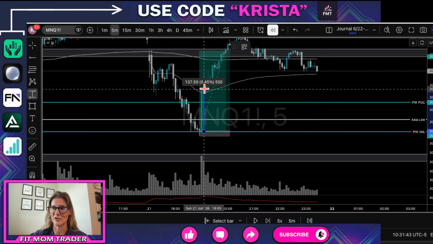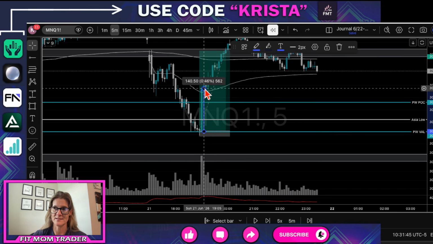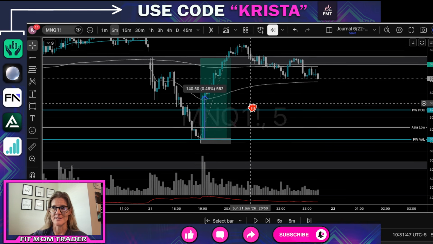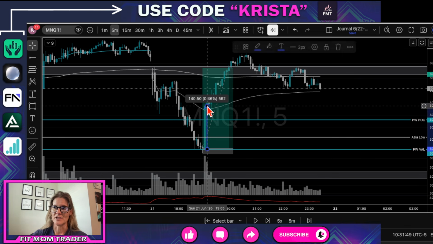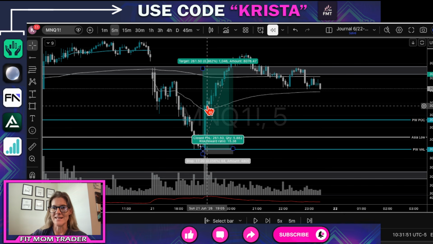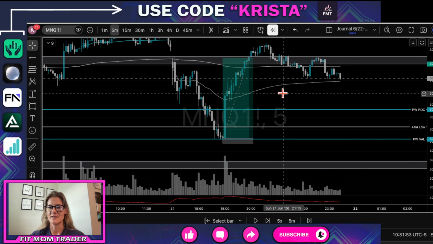That 5-minute candle was 140 points. I ended up catching 260 points on this trade. So you would have missed half of the move. That's the downside to the 5-minute. But again, the upside is it's much safer. Your win rate is higher.